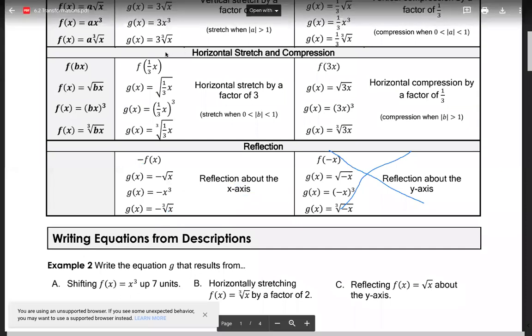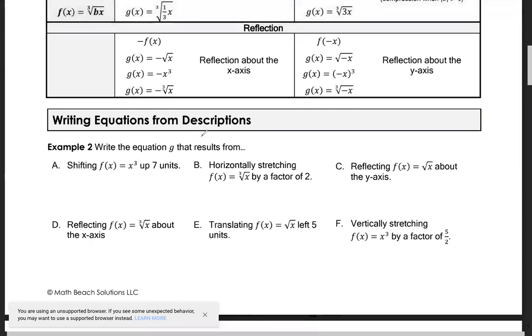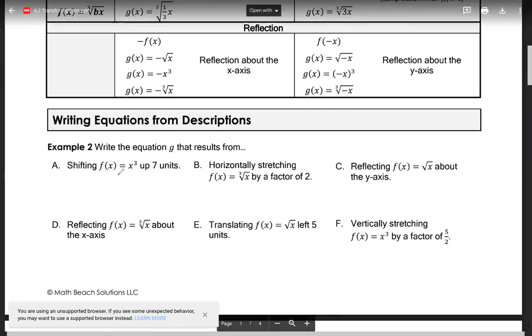Now, the way we did the notes the other day, actually, we'll just go ahead and start here. What they want us to do says example 2: write the equation g that results from. So you're going to take this verbiage and put it into one of these equations that we were talking about a while ago. The first one right here says shift f of x equals x to the third up 7 units.